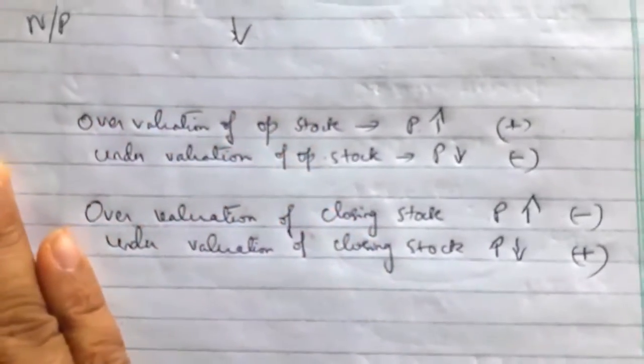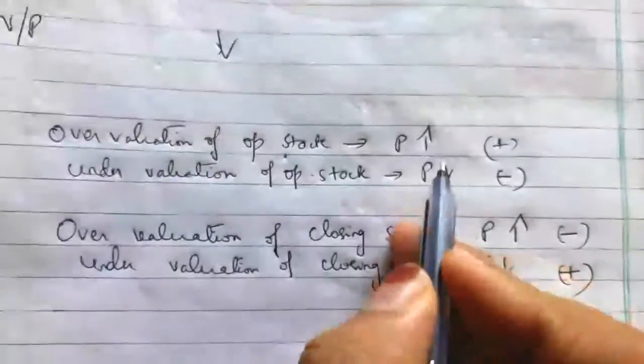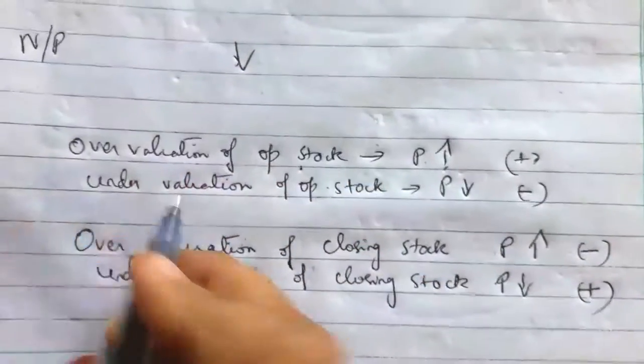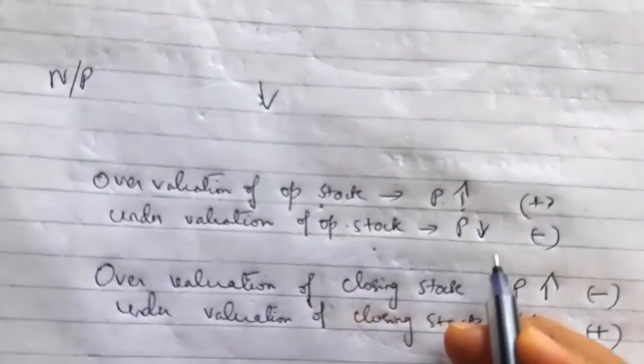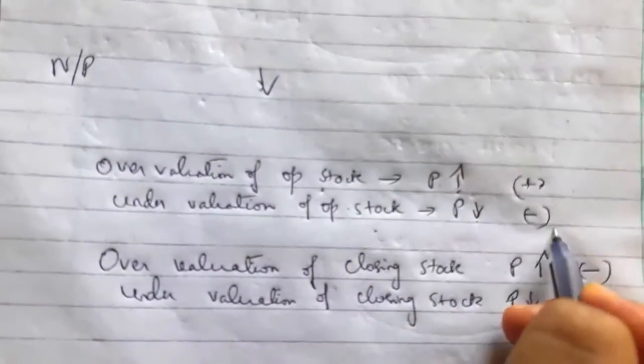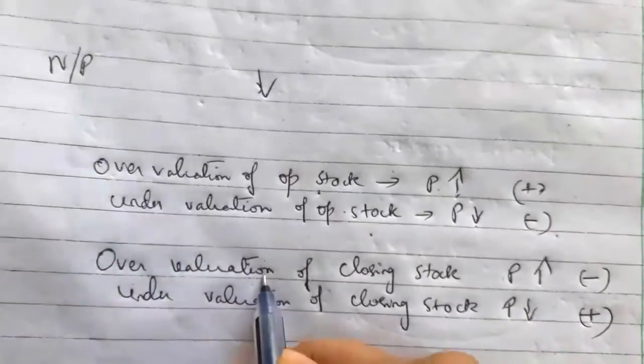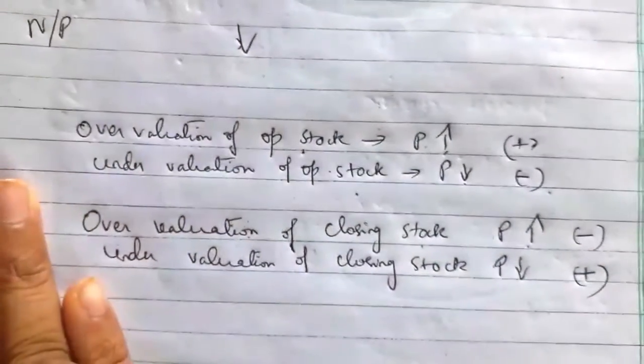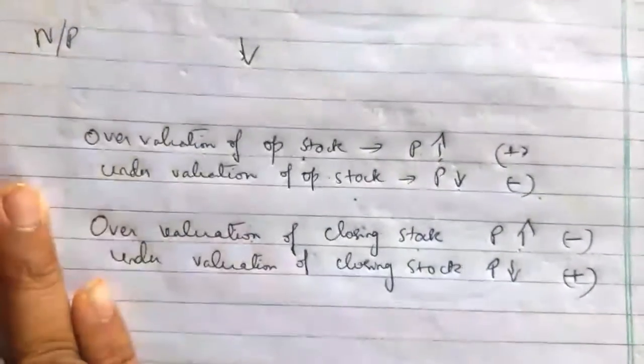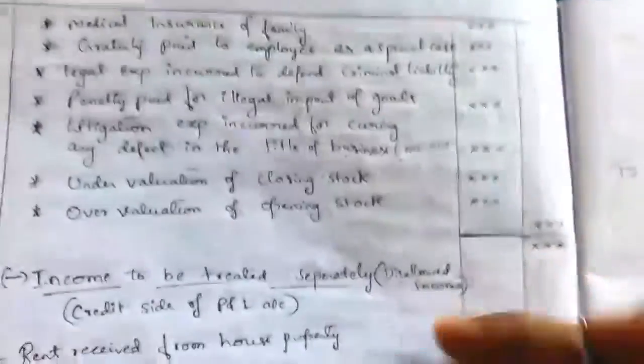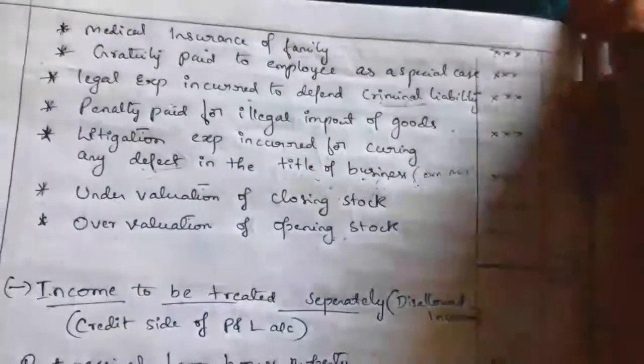You can easily identify it like this: overvaluation of opening stock, because of that profit shows more, so we have to add it. Undervaluation of opening stock, because of that profit shows less, we have to deduct it. Overvaluation of closing stock, profit shows more, we have to deduct it. Undervaluation of closing stock, profit shows less, we have to add it. So that is the treatment for overvaluation and undervaluation. After adding all the items, we have to total them to the net profit.